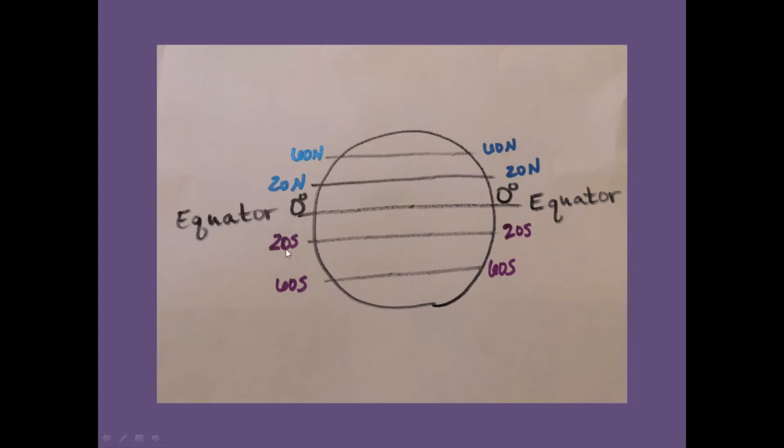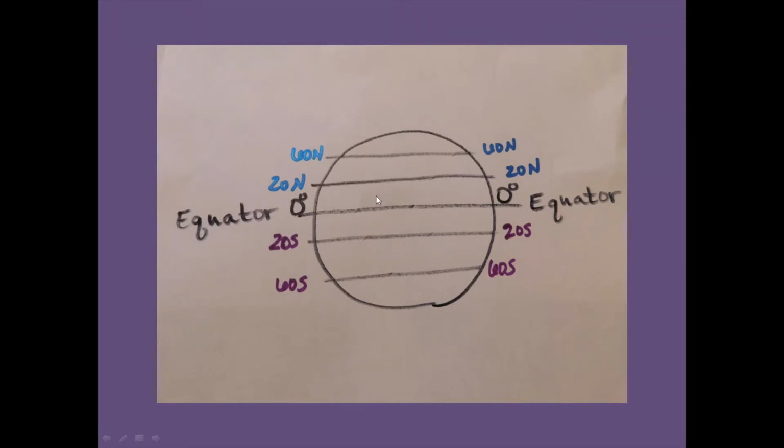Also keep in mind that if it's 20 degrees south on this side of the map, then it's 20 degrees south on this side of the map. Same line, same name. If it's 60 degrees south here on this side of the map, then it's 60 degrees south on this side of the map. Same line, same name. Okay?